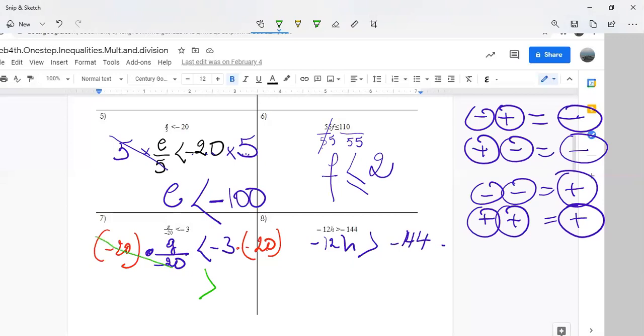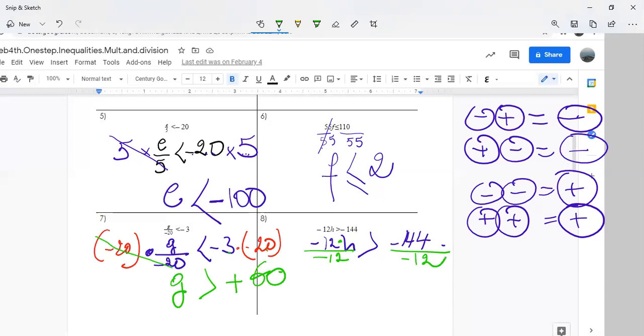All right, so here it cancels. I'm left with G. I switch the inequality. And then negative times the negative is a positive. I just told you that. And 3 times 20 is 60. So G greater than 60 means any number bigger than 60 would work, is a solution. All right, so let's do one more here. Next one, number 8, we have to divide by a negative number, negative 12.